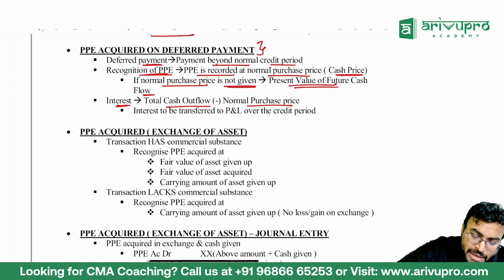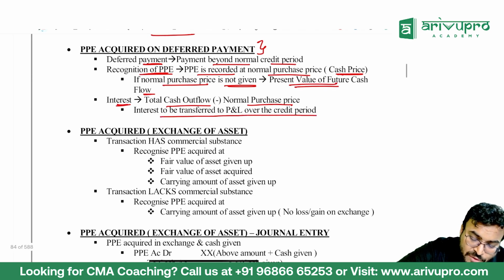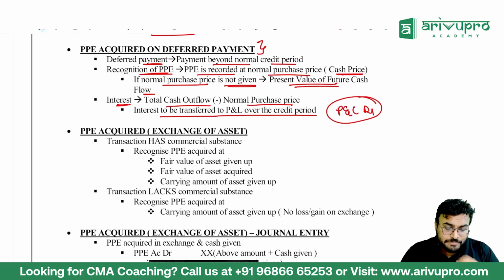Okay, interest is total cash outflow minus normal purchase price. Interest to be transferred to P&L over the credit period. So can you see, interest will be taken as expense and it will be debited to P&L.